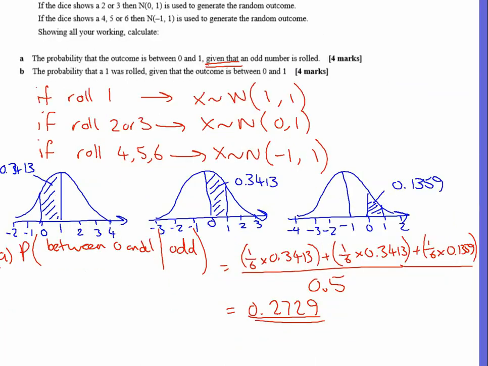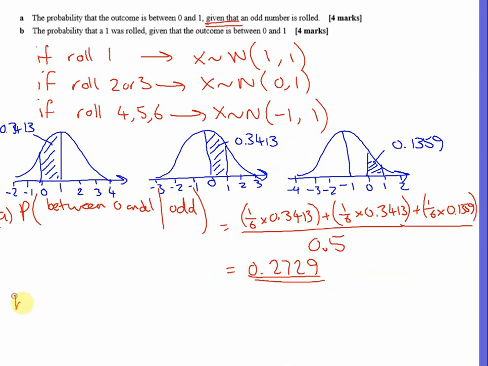Okay, let's have a look at part B. So in part B, the probability that one was rolled, given that the outcome. Okay, so it's kind of reversed. So we roll a 1, given that it's between 0 and 1. Okay. So the fact that it's between 0 and 1, that's the denominator. Okay, so how many ways can we do this?